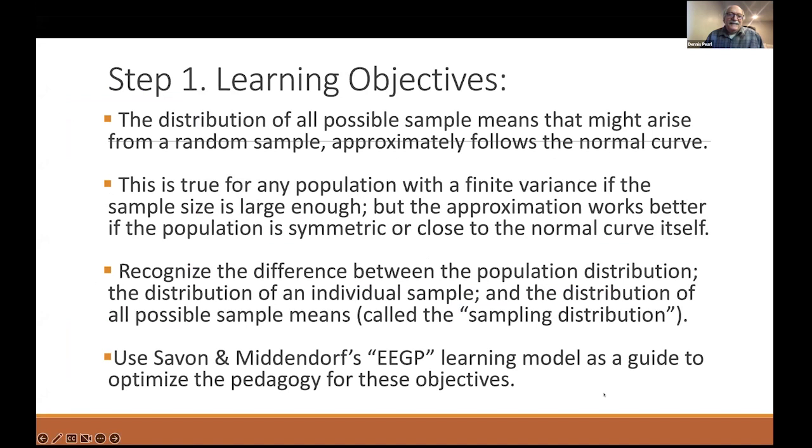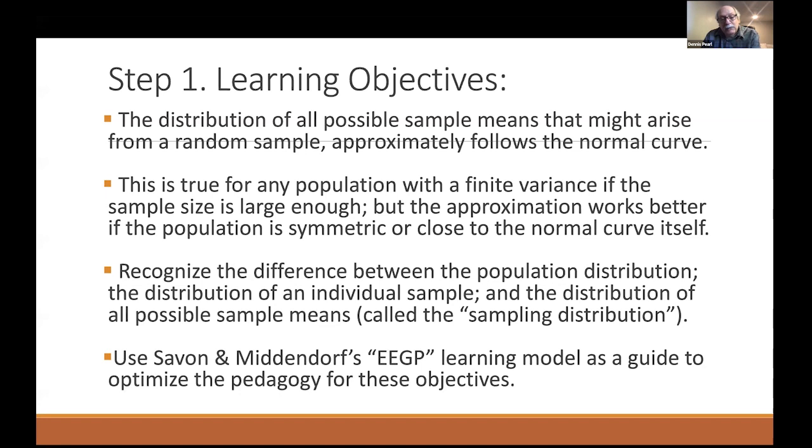So in presenting the learning objectives, what I want to get across first off is the idea that it's the process we're thinking about, the process of taking a random sample and then looking at the average of those, and the idea that across all possible sample means that might arise from that process, that's the distribution that would follow the normal curve. And it's true for any population with a finite variance if the sample size is large enough, but the approximation is obviously going to work better if the sample size is larger or if the original population is itself close to the normal curve, for example, being symmetric.